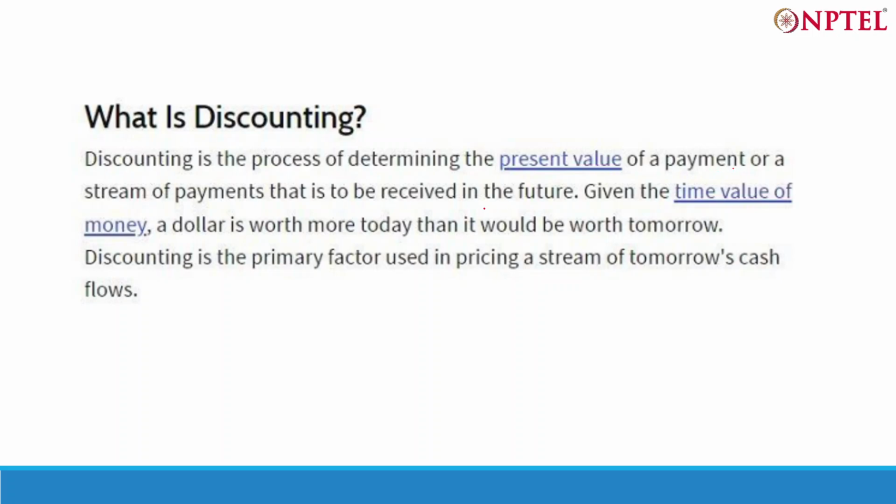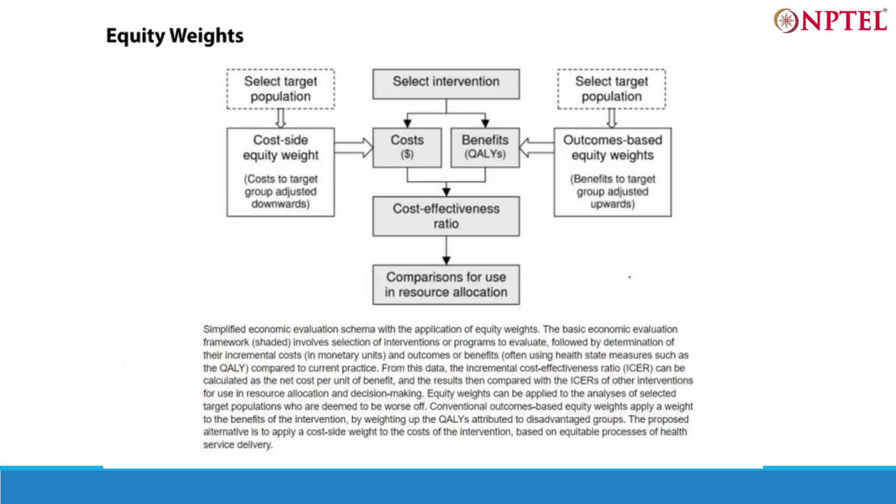And discounting is the process of determining the present value of a payment or a stream of payments that is to be received in the future. So we are going to be selling electricity after 5 years. What we do is discount that price to a current price and then we evaluate the cost benefit. Given the time value of money, a dollar is worth more today than it would be tomorrow. So discounting is the primary factor in pricing a stream of tomorrow's cash flow. This is how equity weights are actually applied. Equity weights are weights assigned to different variables.